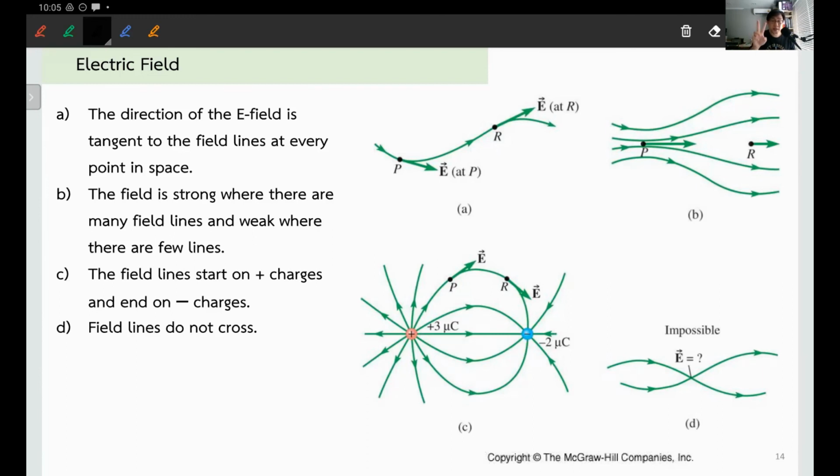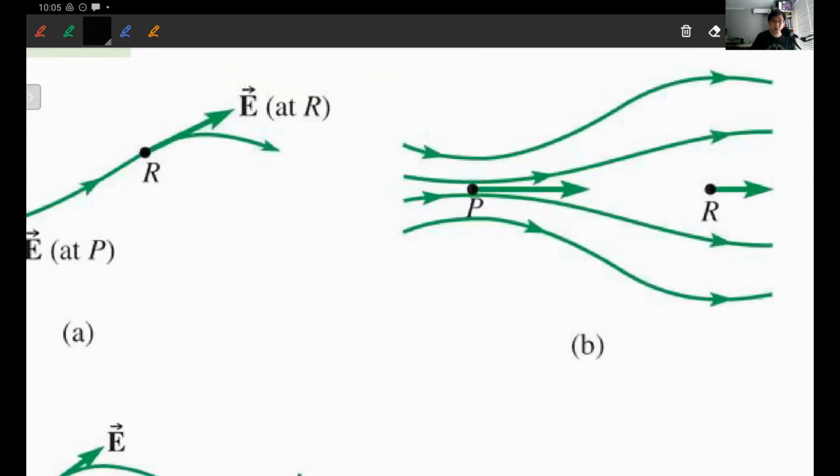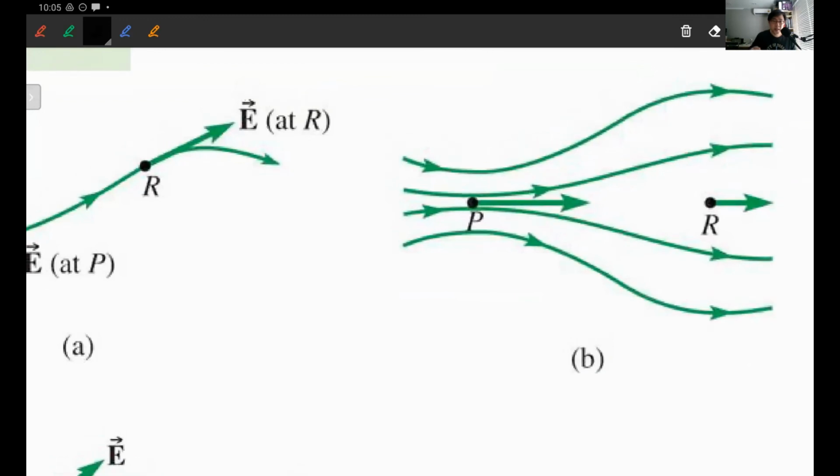However, there are two things that I want you to get at this point. All right. First, look on the right. I don't know if you get a sense of this one or not. If you have the electric field lines that look like this, okay?